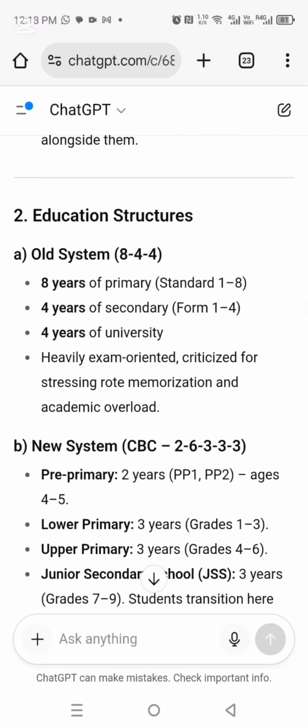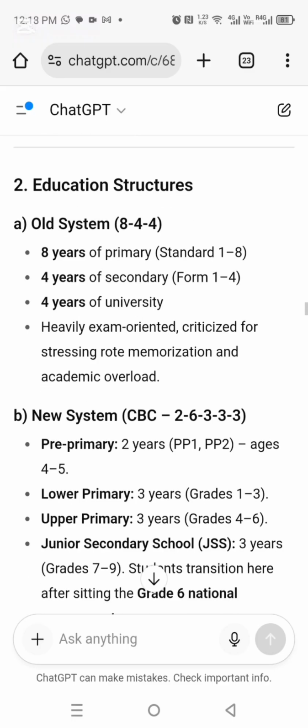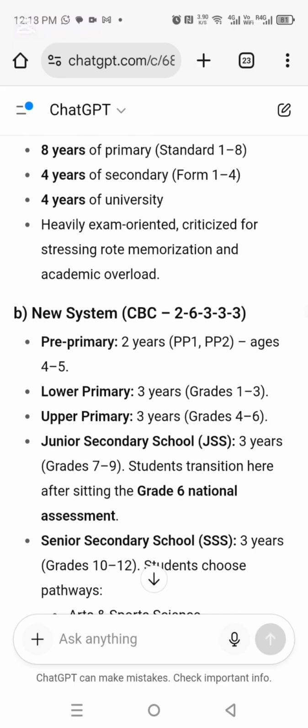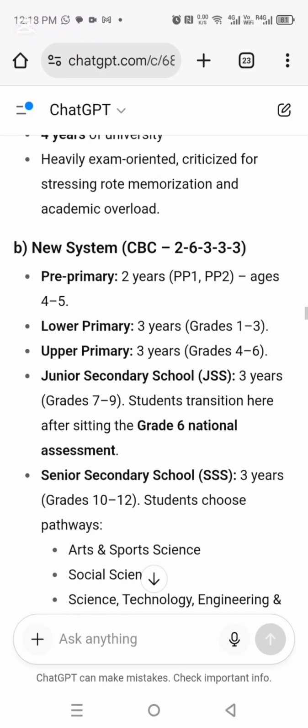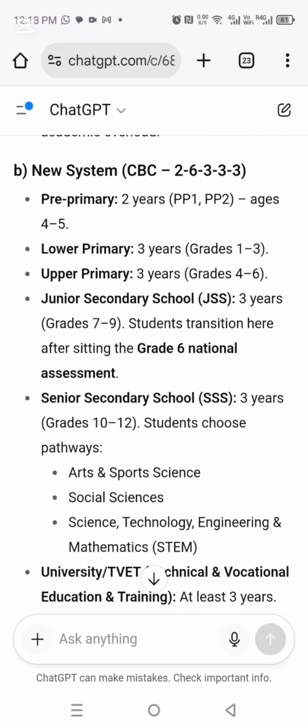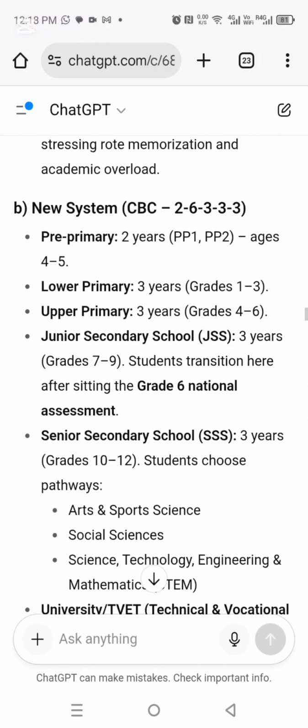So the education structures. The old system was the 8 years primary, 4 years secondary, 4 years university. It was heavily exam oriented, criticized for stressing rote memorization and academic overload. So the system is 2-6-3-3-3. Yeah. So the pre-primary is 2 years, age 4 to 5, and as you can see, it's not optional.